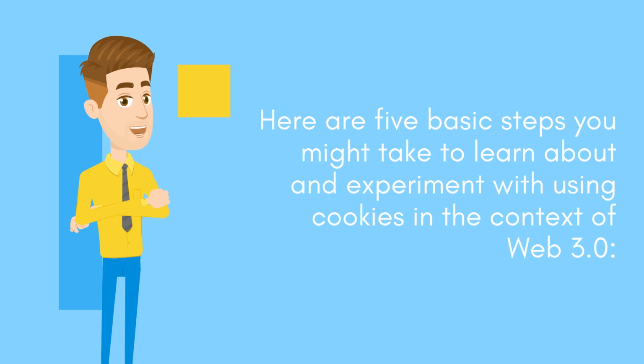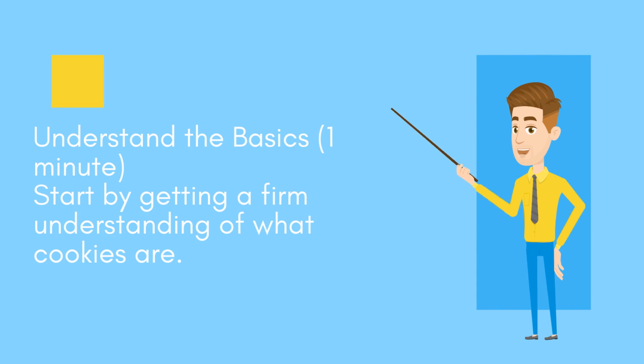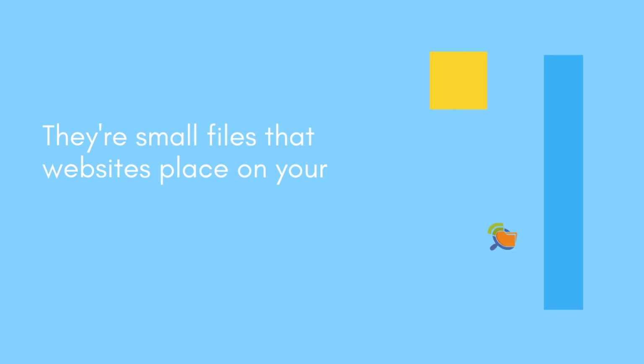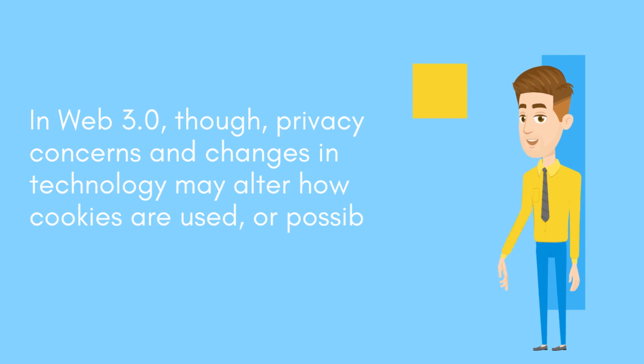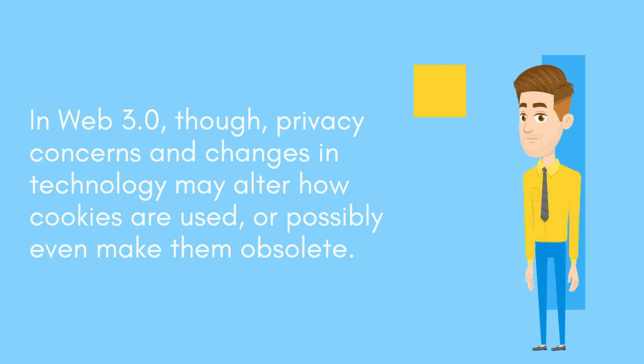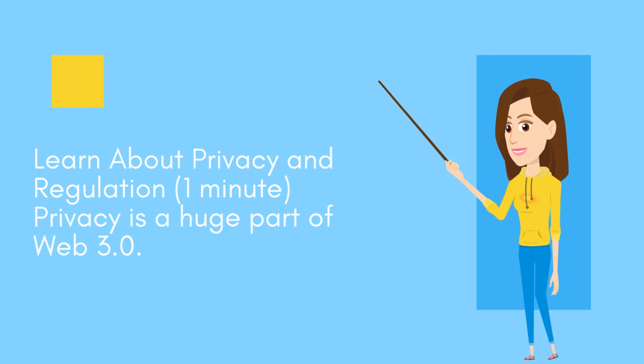Here are 5 basic steps you might take to learn about and experiment with using cookies in the context of Web 3.0. Understand the basics. 1 minute. Start by getting a firm understanding of what cookies are. They're small files that websites place on your device to remember your behavior and preferences. In Web 3.0, though, privacy concerns and changes in technology may alter how cookies are used, or possibly even make them obsolete.